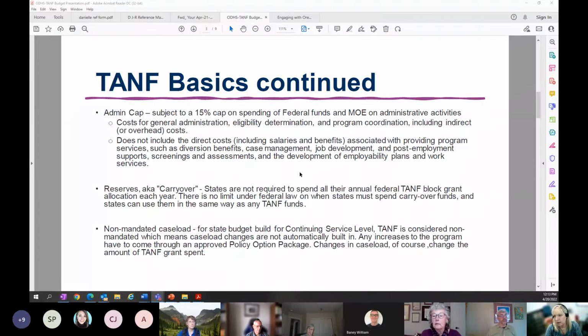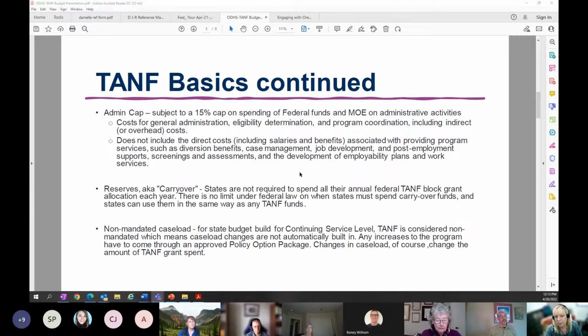Providers or our state staff is the cost of staff that do case management, that help with job development, screening, assessment, those types of things. That's not considered administration for that cap amount.